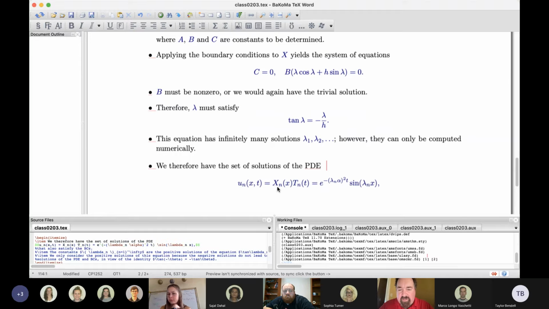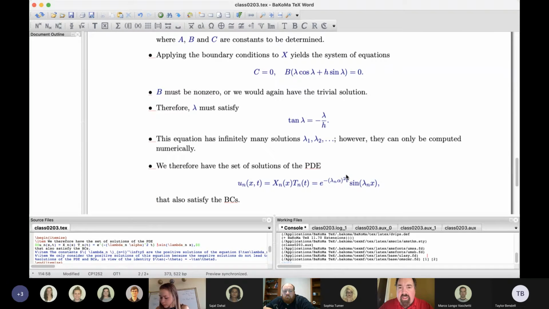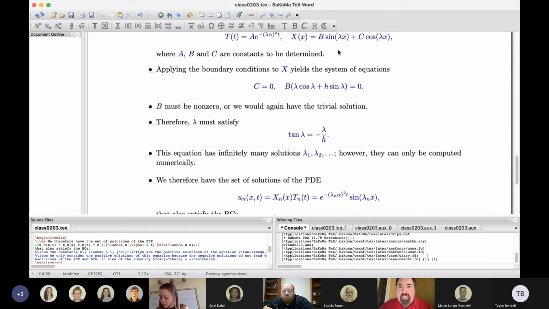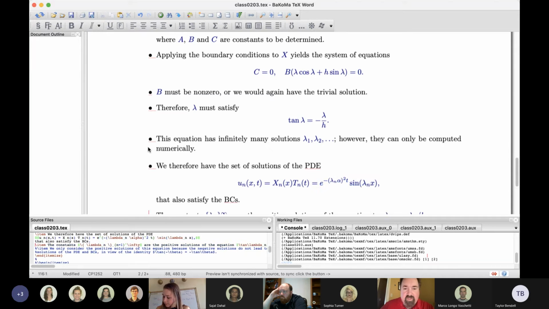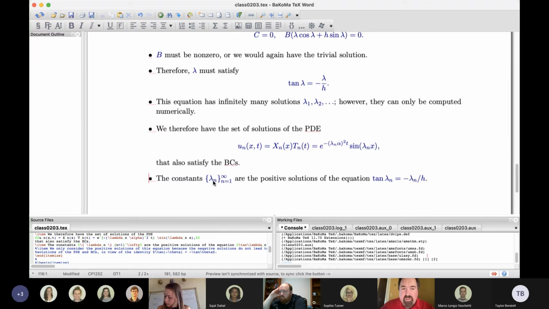So now we have these solutions of a PDE that also satisfy the boundary conditions. So we have Tn of t, that's this decaying exponential from before. And then, because a cosine term went away, we just have this sine term for whatever value of lambda n that we have. So for each lambda n that we find from this equation, this function satisfies the PDE and boundary conditions. All right. So this is all we know about the lambdas at this point.